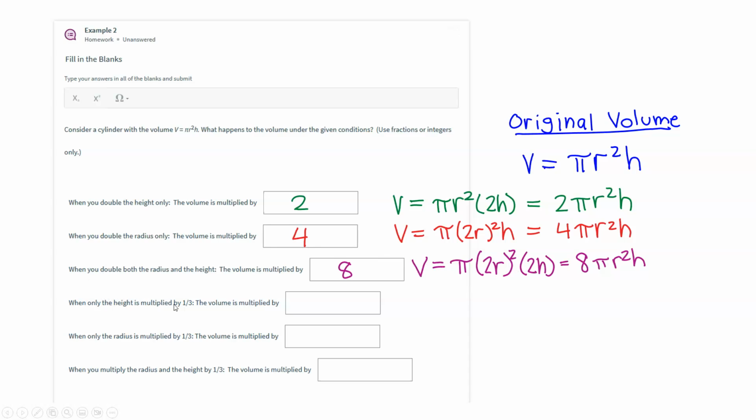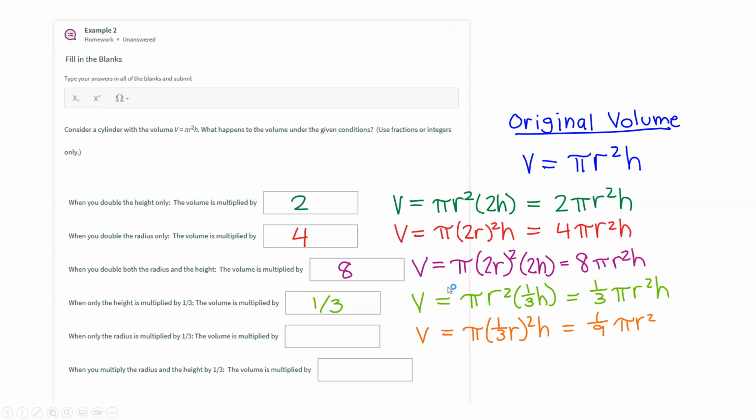And it works the same way whenever you're shrinking as well. If you multiply the height by 1/3, that means this is going to be 1/3 the height. It's also going to have 1/3 the original volume. Likewise, for the radius, this is going to be squared now. When you square 1/3, you get 1/9. So it's going to be 1/9 the original volume, and that's because of this being squared.